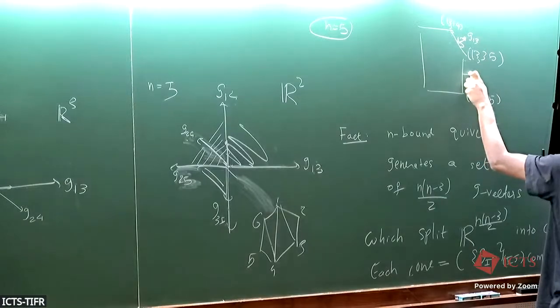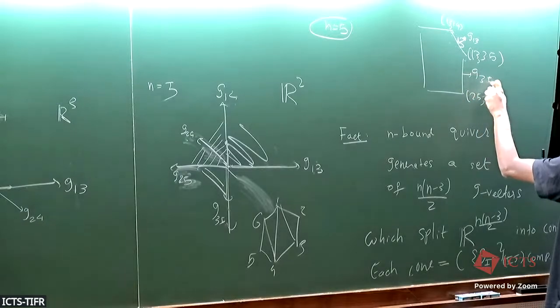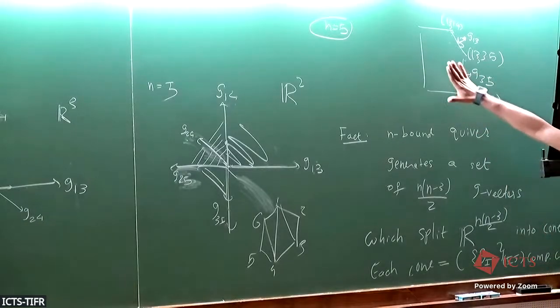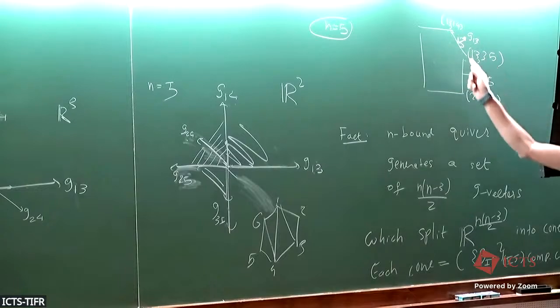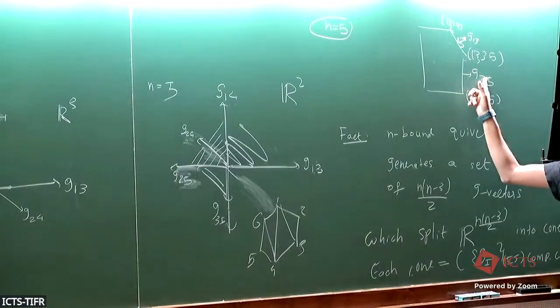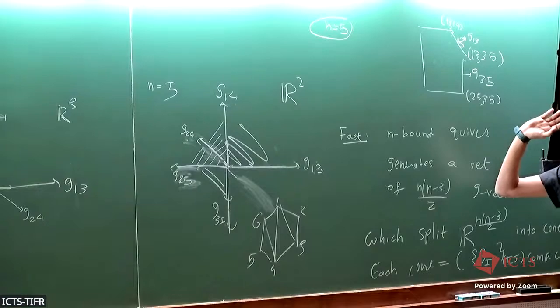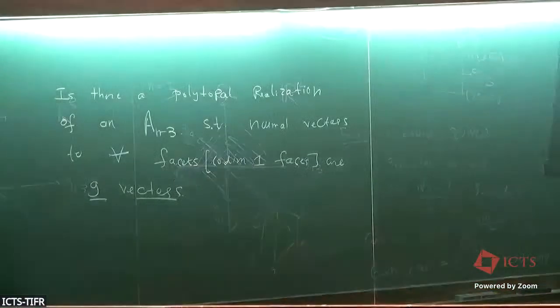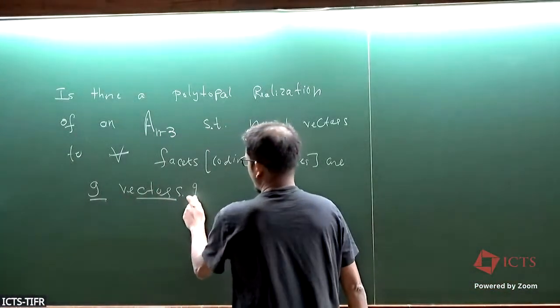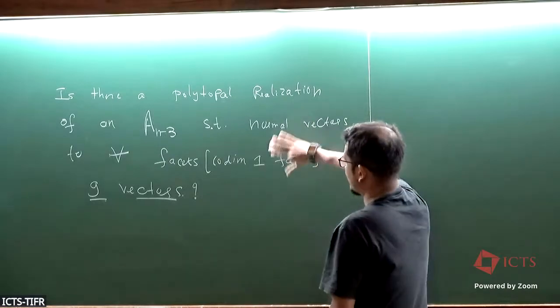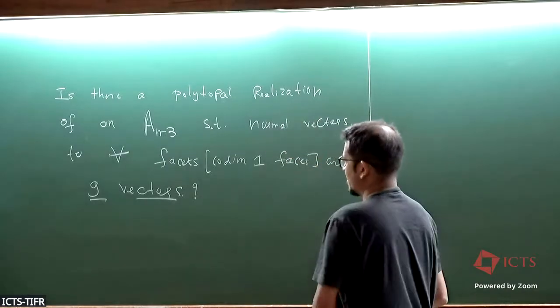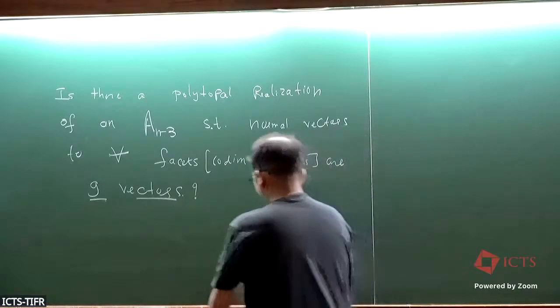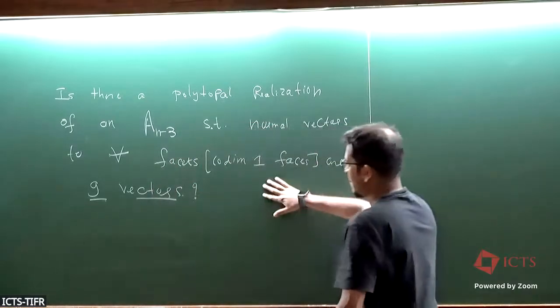G13, G14, G15, G35, etc. And now the question we are asking is, is there a polytope I can draw such that the normals to these faces are precisely the corresponding G vectors? Is the question clear? And so that means that I want to find out, yeah, so this is the question. There is probably a more precise way to write it, but for now, I think this is sufficient.